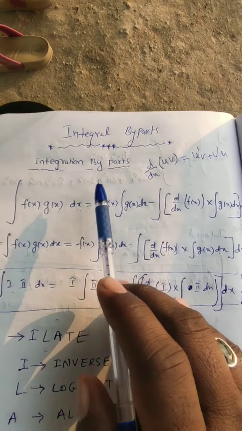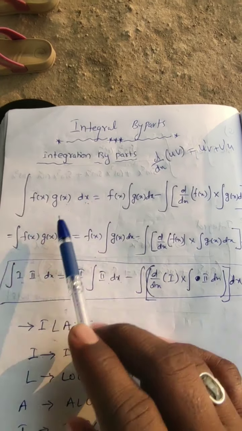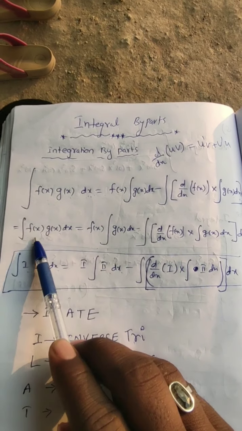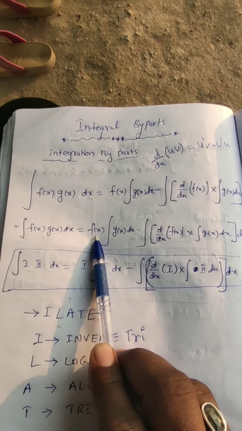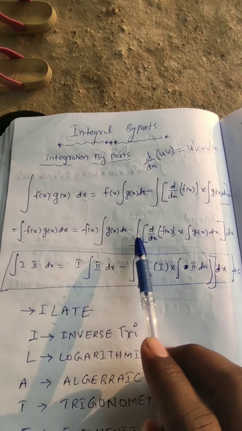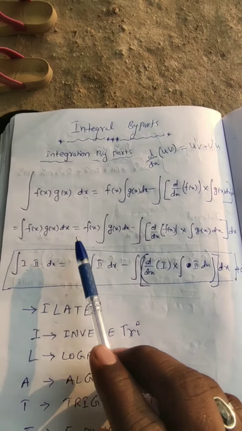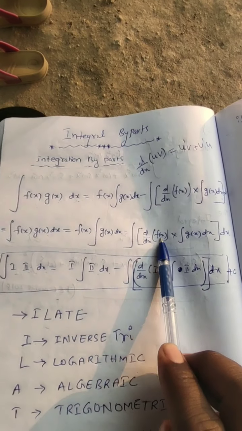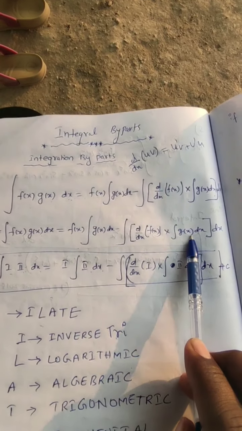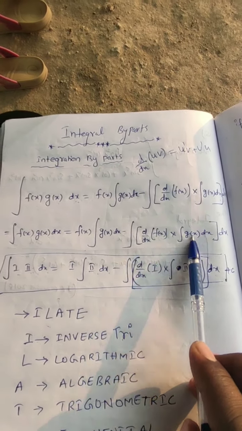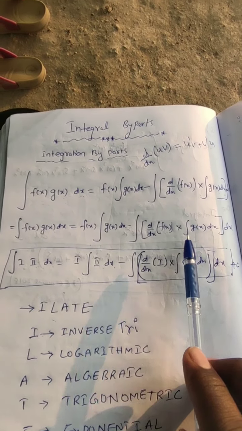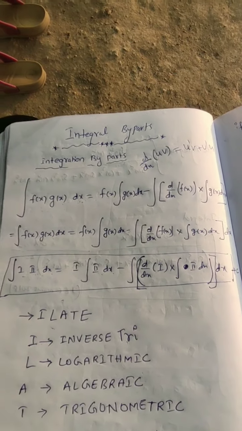Let us recall once again what is integration by parts. Integration of f(x) g(x) dx is equal to f(x) as the first function outside, integration of g(x) inside, dx, minus integration of the differentiation of the first function into the integration of the second function, the product of this again integrated. If you solve like this, the integration by parts is over.